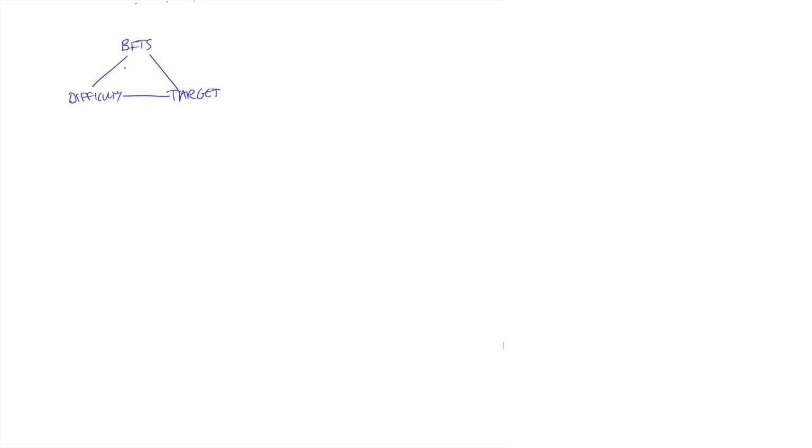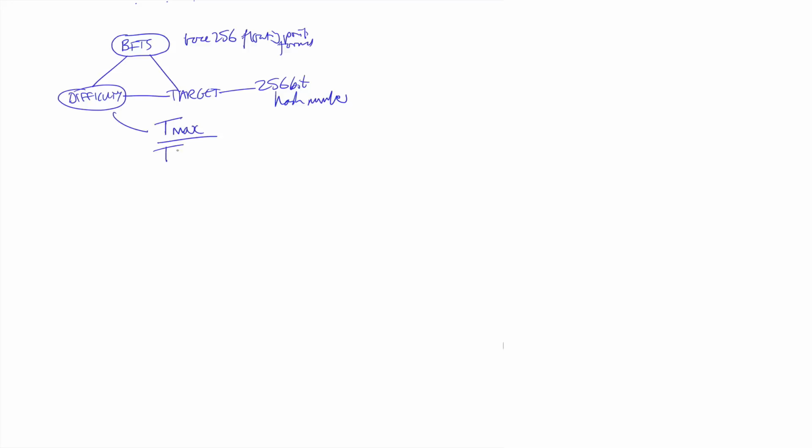So going back to where we started, we know that bits is the compact representation of the current target. The target is the 256 bit hash number that our block hash has to be equal to or less than. Bits is a compact representation in kind of base 256 floating point format, and difficulty is basically the max target divided by the current target. And the max target is the target from the Genesis block, which in hexadecimal is 1D00FFFF.